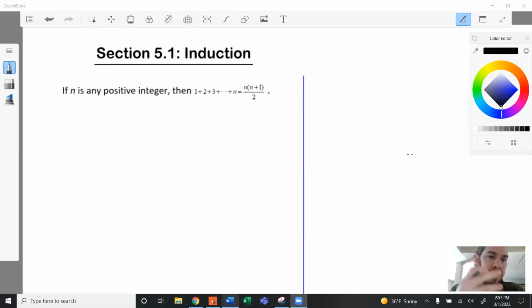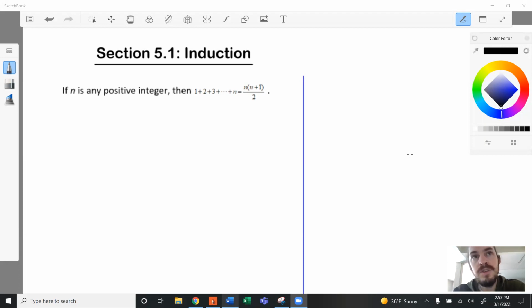This example says if n is any positive integer, then when you add up the numbers from 1 to n, it results in the sum n times n plus 1 divided by 2. This is a summation formula that you may have seen in a calculus class or in a pre-calculus class when you studied things like arithmetic sequences. In calculus, it comes up when you study integrals, like the more formal definition of an integral, doing integrals the long way with the limit of a Riemann sum.